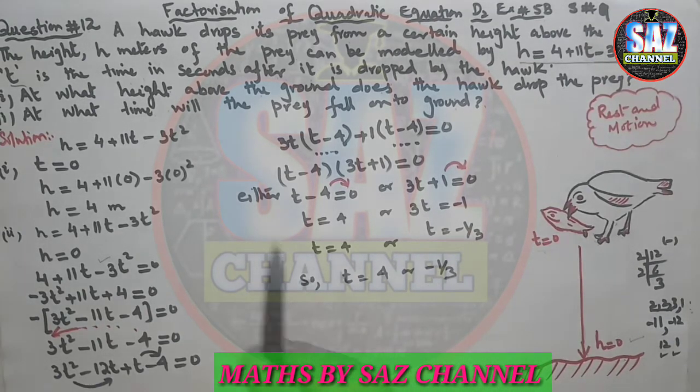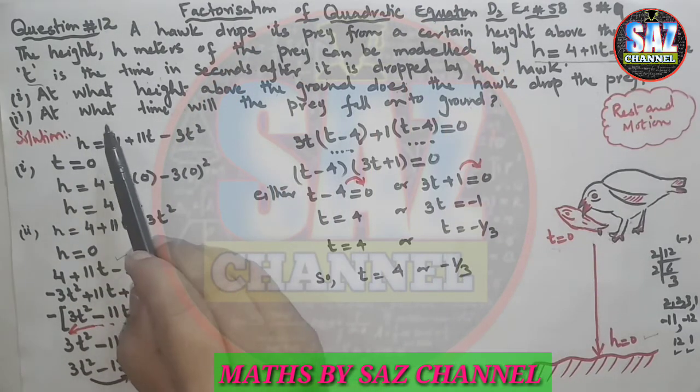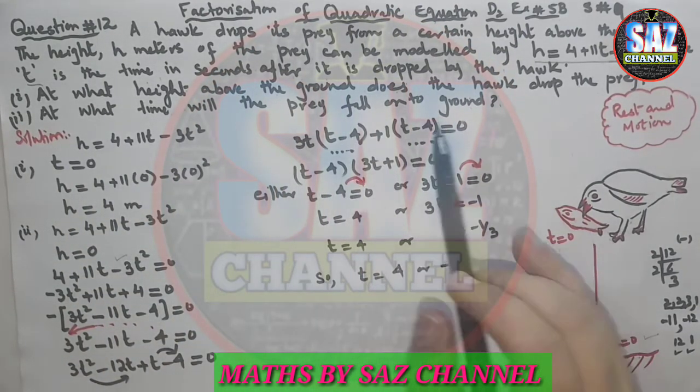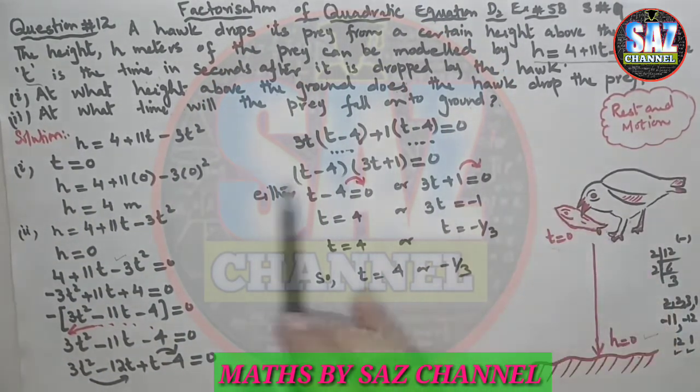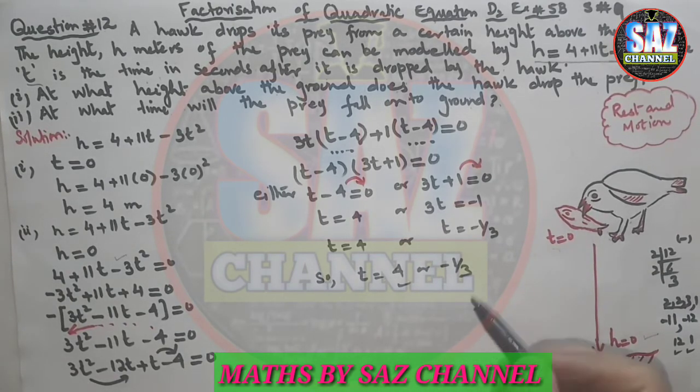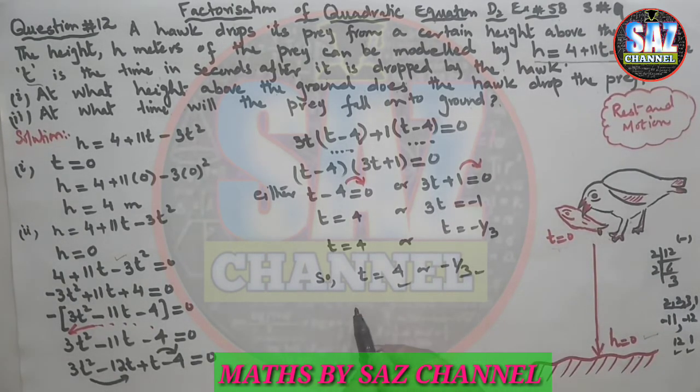If we read the second part of the question, it says, at what time will the prey fall on the ground? As the question is about the time, and time can never be negative, the accepted answer for the time when the prey will be hitting the ground will be t equals to 4.